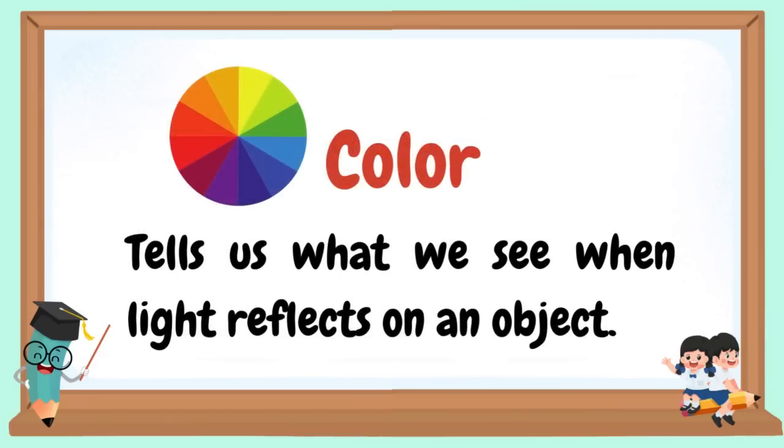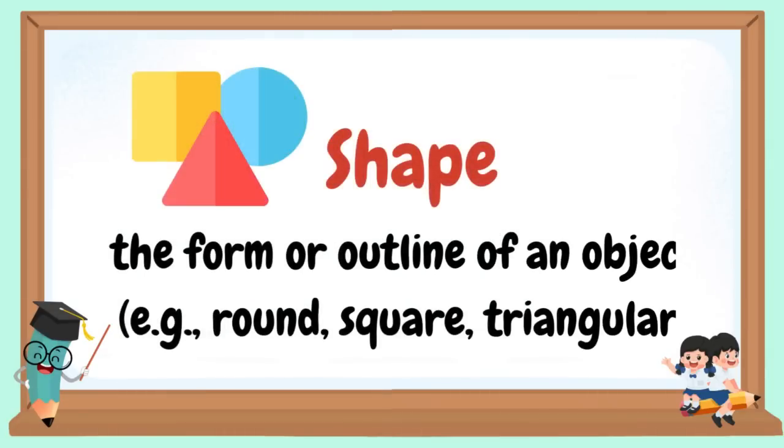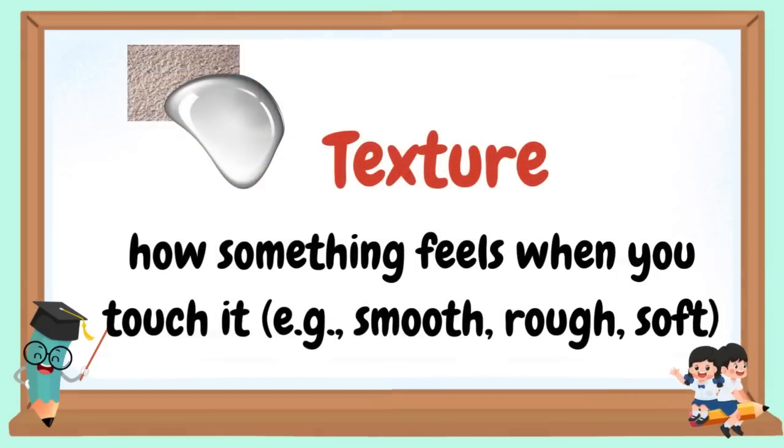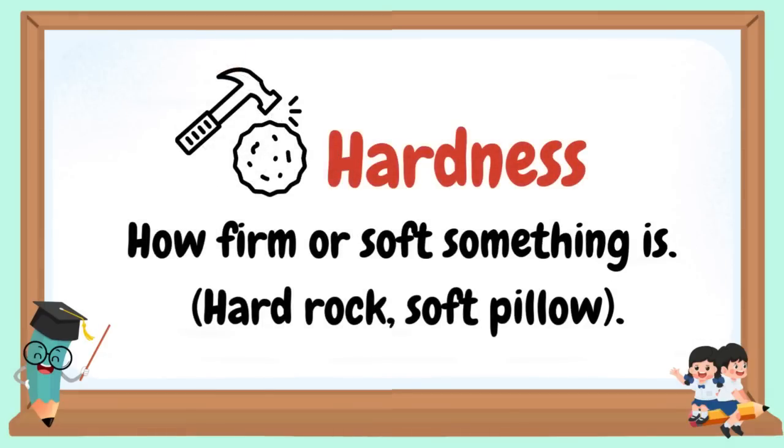Color tells us what we see when light reflects on an object. Shape, the form or outline of an object. Examples: round, square, or triangular. Texture, how something feels when you touch it. Examples: smooth, rough, or soft. Hardness, how firm or soft something is. Is it hard rock or soft pillow?